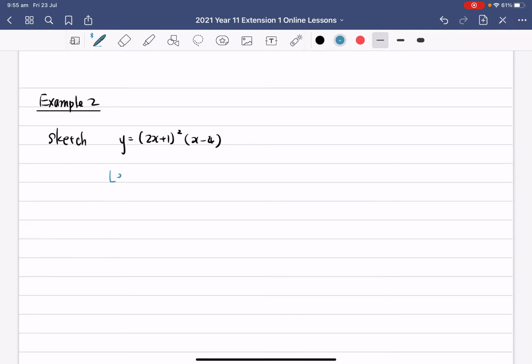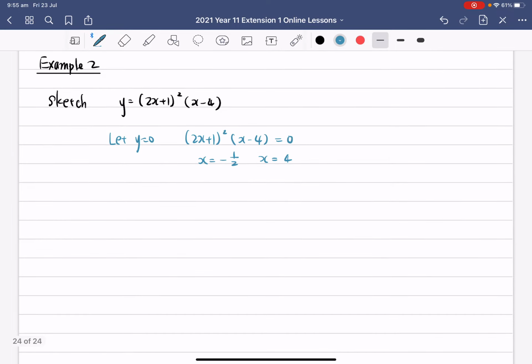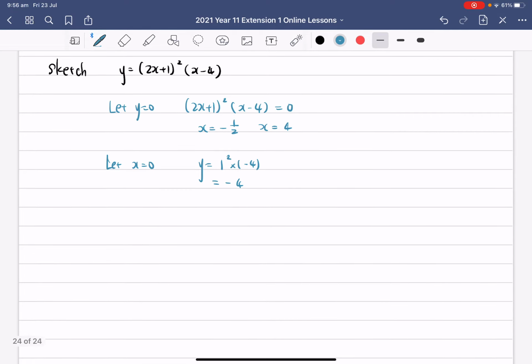The first step is you let y equal to 0. If you want to show working out, that would be (2x plus 1) to the power of 2, times (x minus 4), equal to 0. So x is equal to minus half, x is equal to 4. Once you have these two results, I do want to find the y-intercept as well. When x equals 0, y is equal to 1 squared times minus 4, which is minus 4. Perfect.